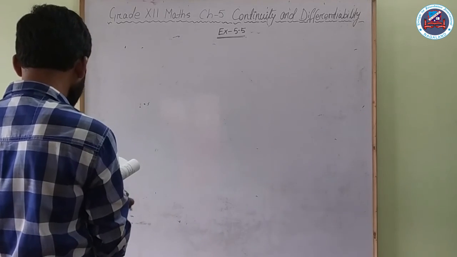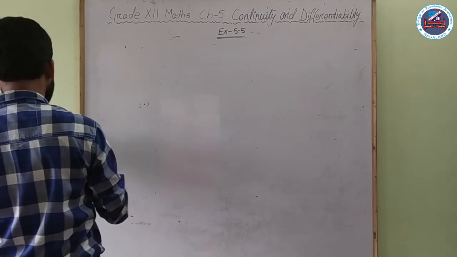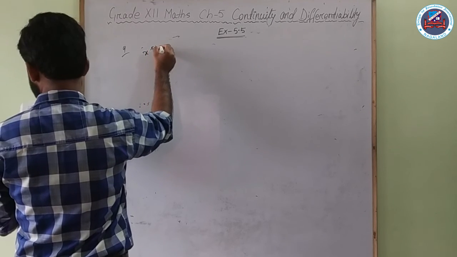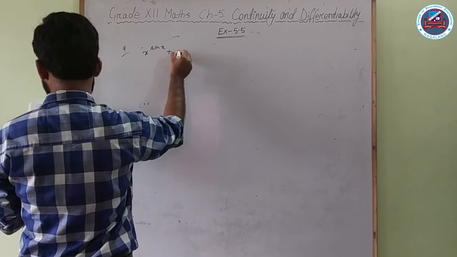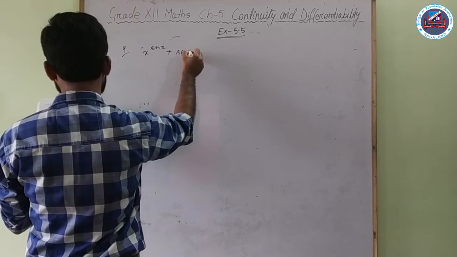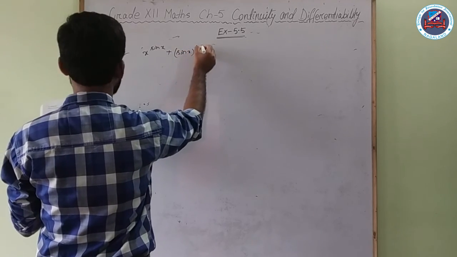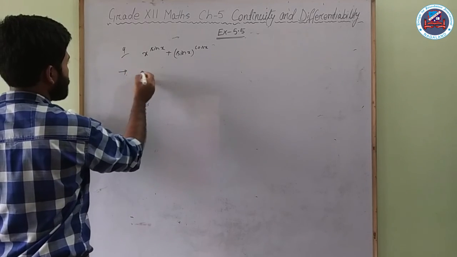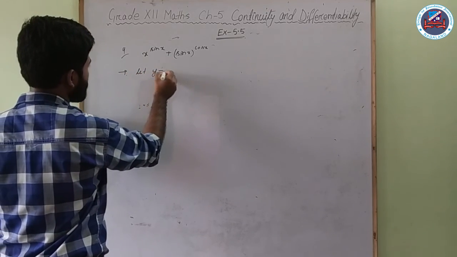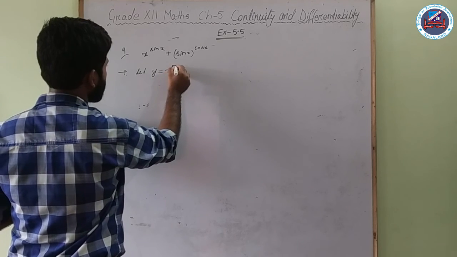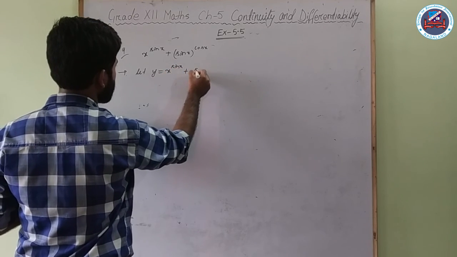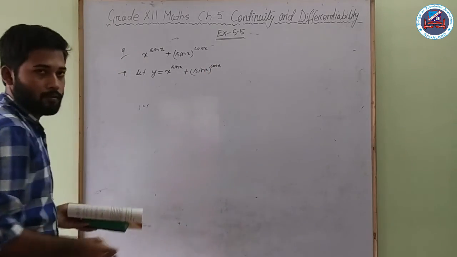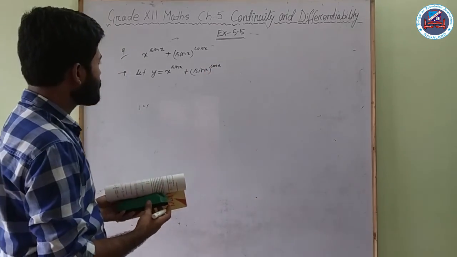Question number 9 says x to the power sin x plus (sin x) to the power cos x. For that, let us consider y is equal to x^(sin x) plus (sin x)^(cos x). You can notice one thing there.